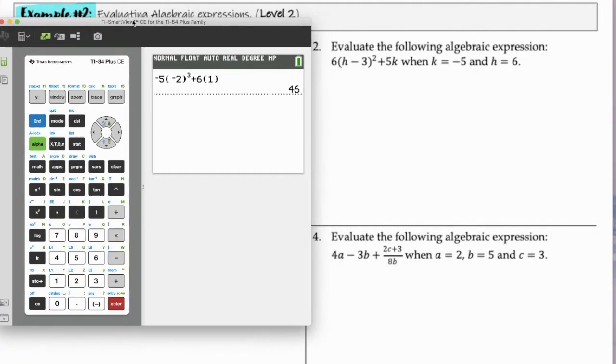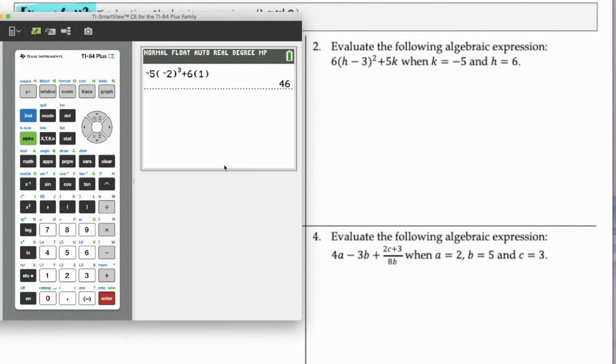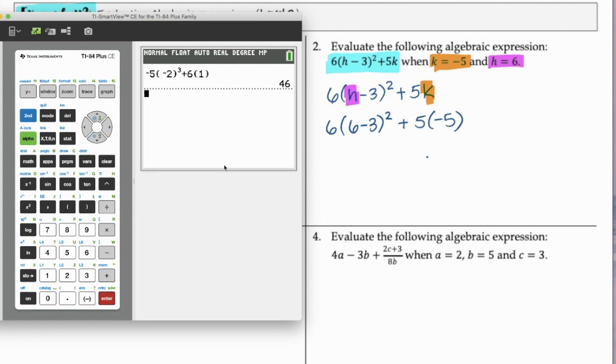Let's try number 2. All right, so for number 2, they gave me my algebraic expression. I'm just going to highlight it. They gave me 2 values, a k this time and an h. I'm going to start off by rewriting. Now I'm going to highlight my k right here and my h right here. Now that I know that's where they are, I'm going to replace. And at this point, I replaced everything.